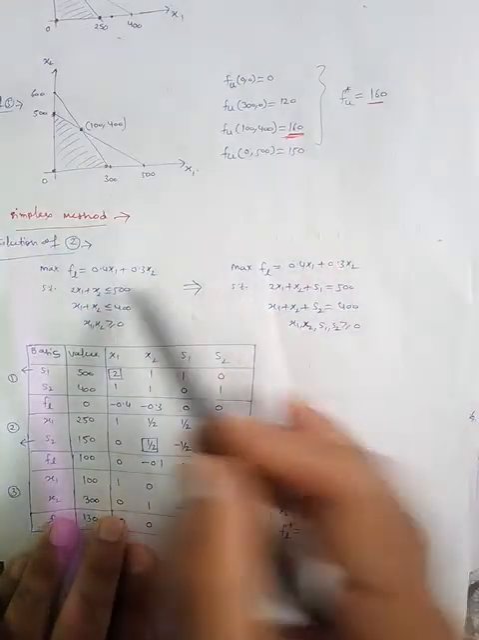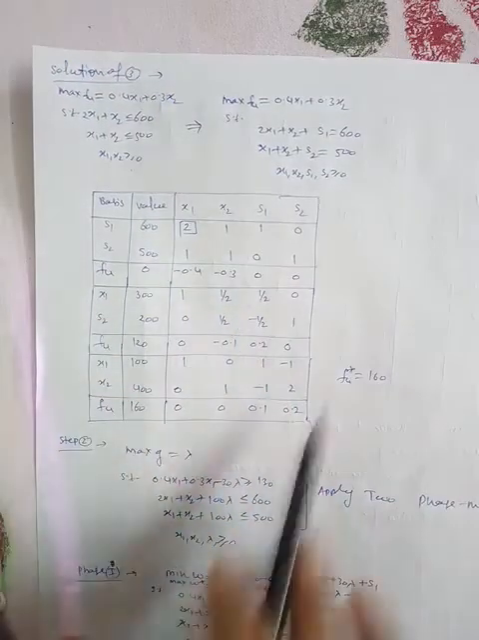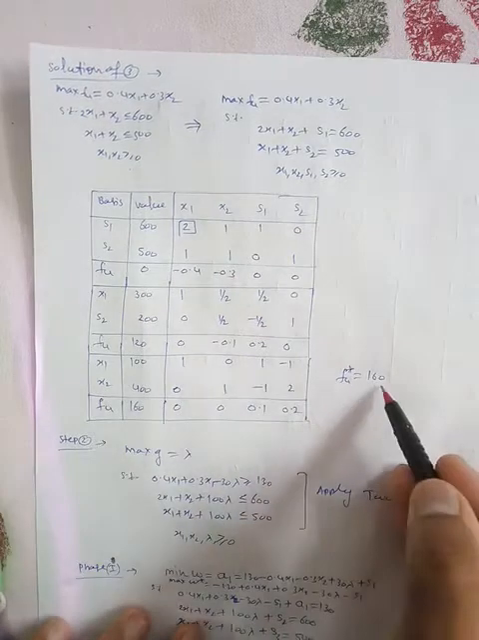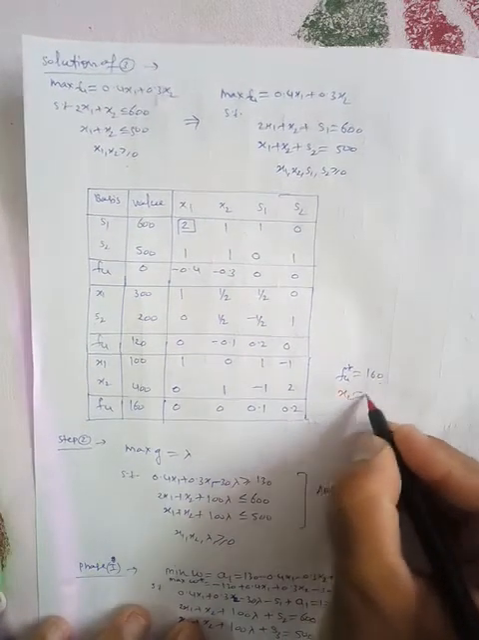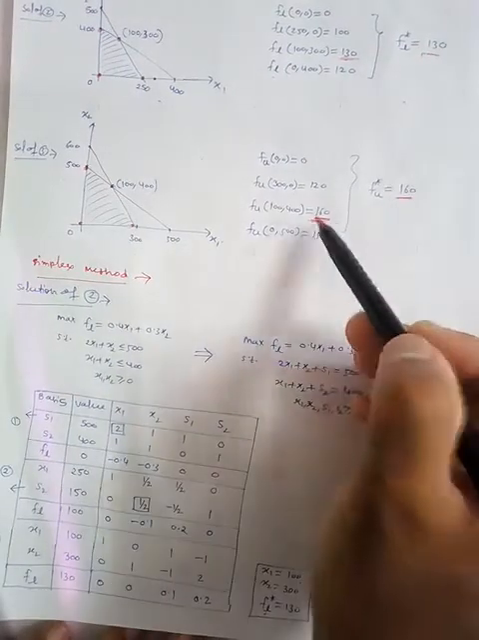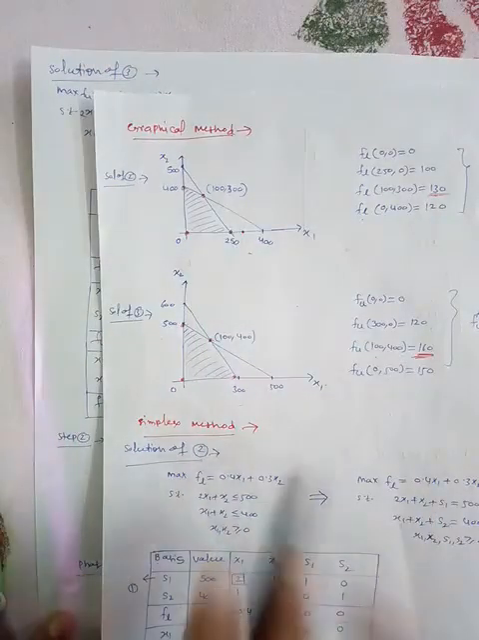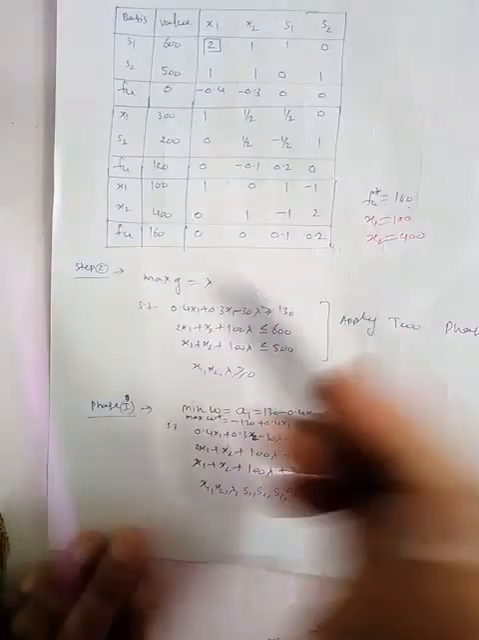Similarly here, if you are solving the second problem with the help of the simplex method, this will be the solution. FU star is 160, X1 is 100, and X2 is 400, which is exactly the same as this solution: 160, 100 and 400. So either you use the graphical method or the simplex method, you may use any one of them. Fine.